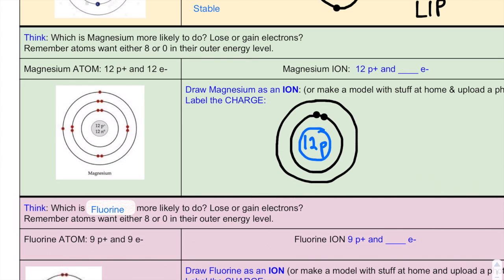So there's 2 in that first energy level. And then 1, 2, 3, 4, 5, 6, 7, 8. So those are the 8 that we see over here in the second energy level. These, like that one. And then I don't have any more because it lost those 2.